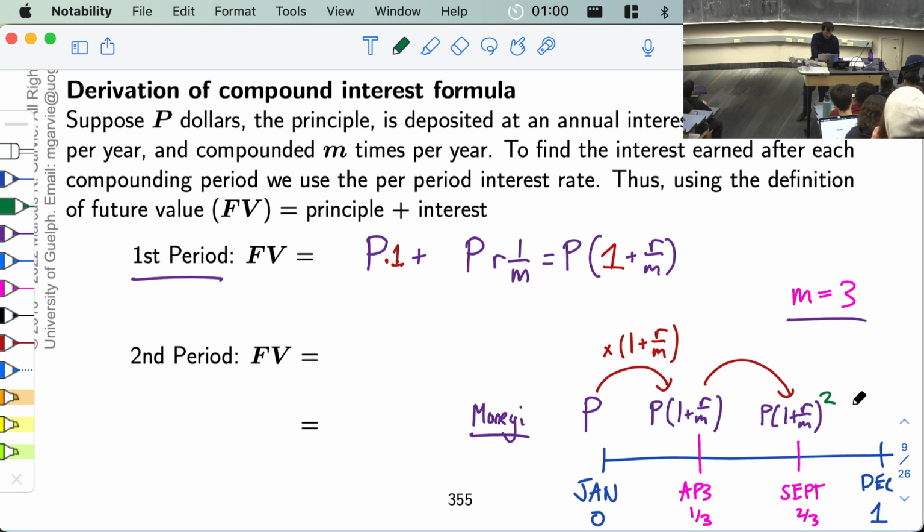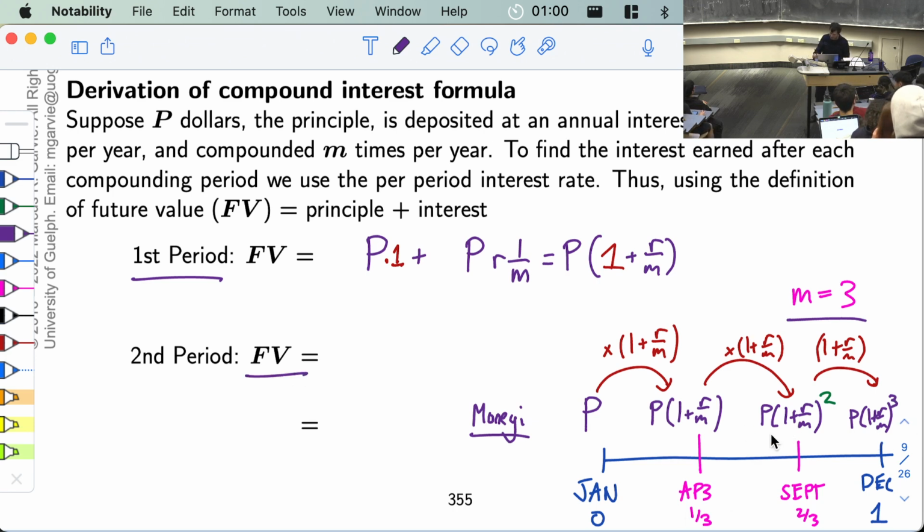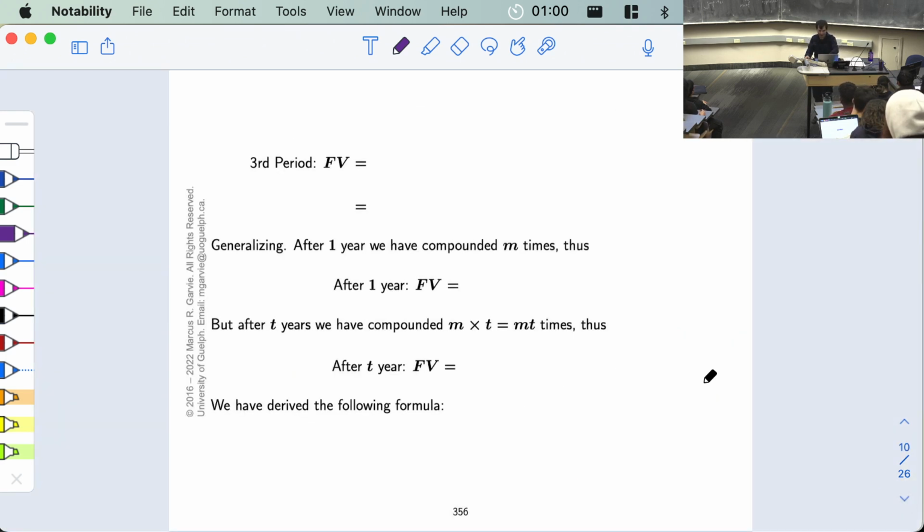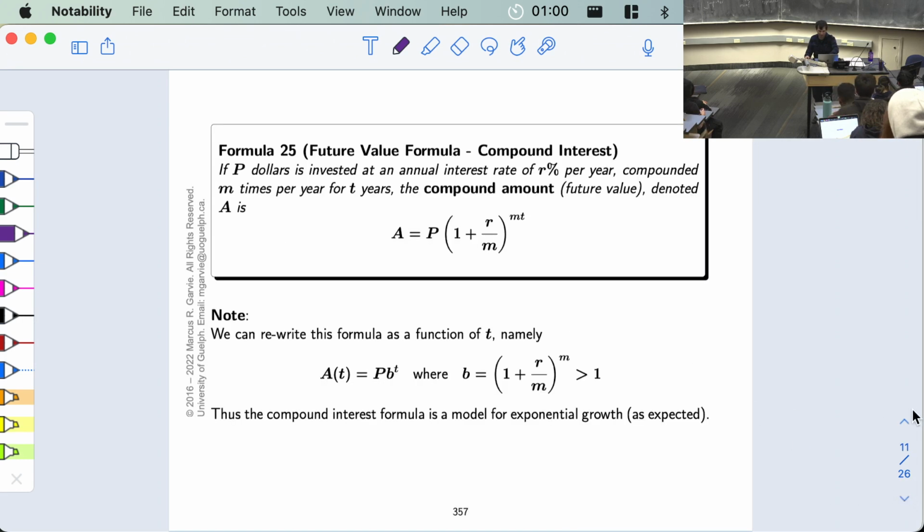How much will we have in December? Again, you multiply by 1 plus r over m, and you get 1 plus r over m cubed. Let me do this in red. We're multiplying by 1 plus r over m every time, and so you end up with p times 1 plus r over m cubed. So the general formula is: after 2 pay periods, that's what we have in September, p times 1 plus r over m squared. And after m pay periods, you end up with this formula.